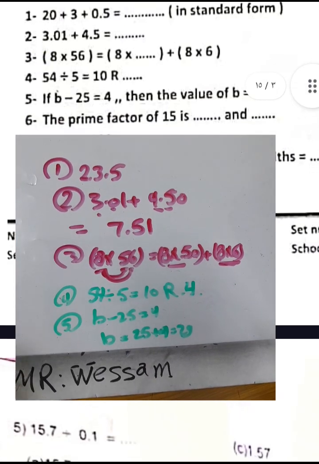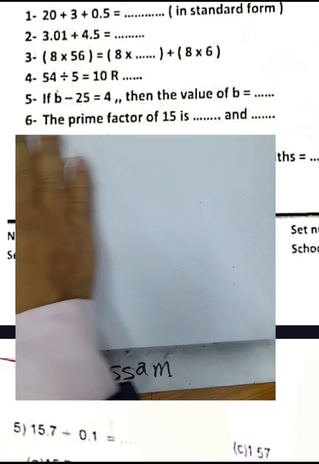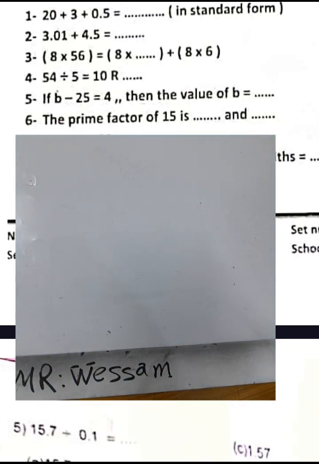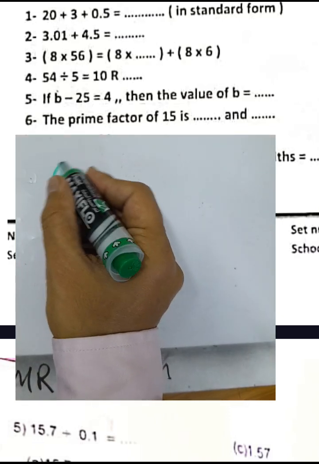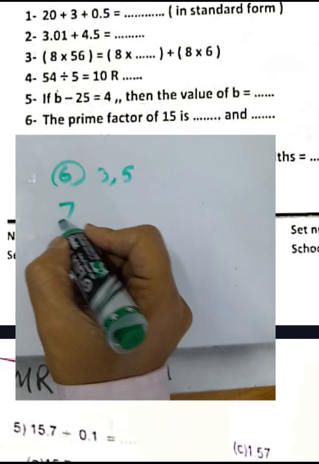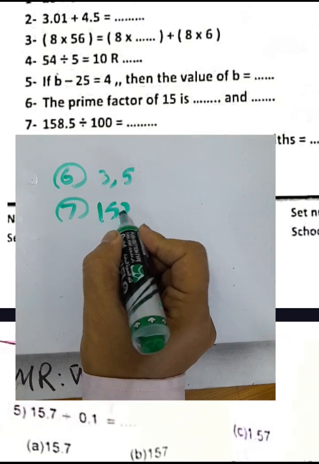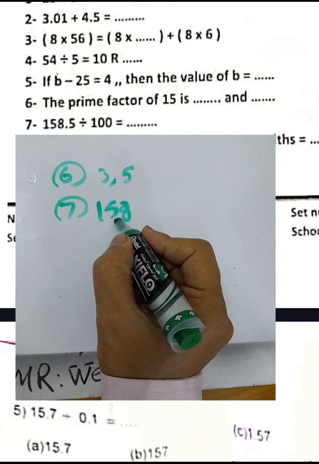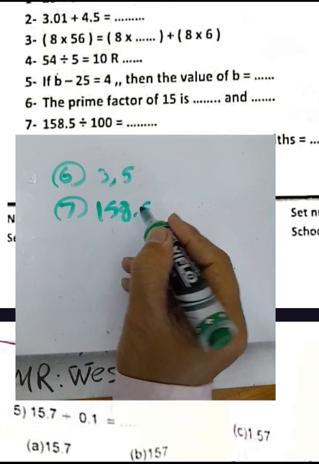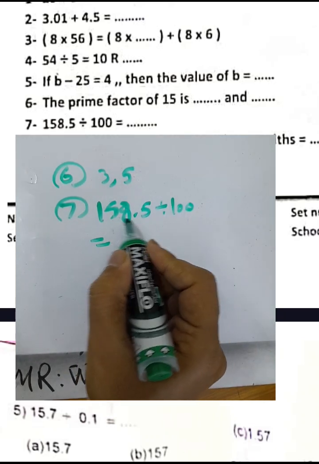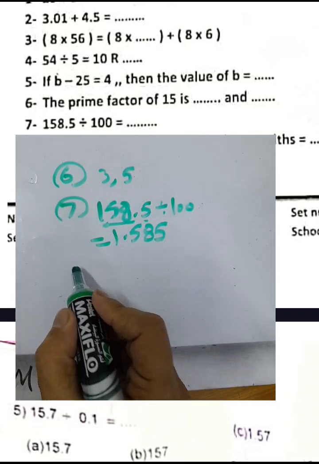Question 6. The prime factors of 15 equal 3 and 5. We know any prime number can be divided by itself and 1. We have 2 factors of any prime number. So, about this example, number 6, the prime factors of 15 will be 3 and 5. Question number 7. 158.5 divided by 100. We must move the point to the left-hand side by 2 places. 1.585. Move the point left by 2 places.